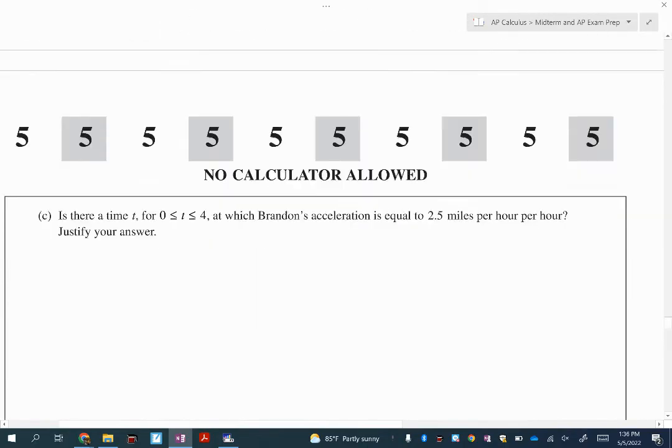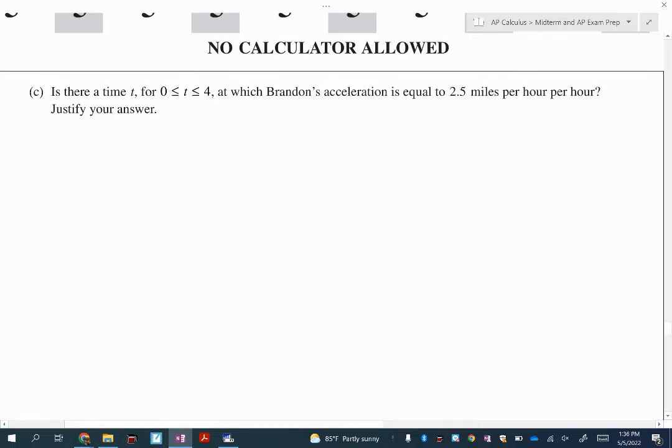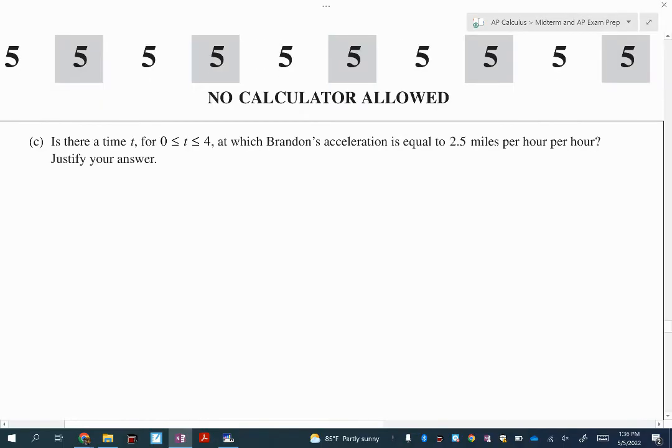Okay, let's do C. All right. Is there a time t at which Brandon's acceleration is equal to 2.5, and my favorite part of calc, miles per hour? Justify your answer. I know I'm going to write miles per hour squared. I'm going to use the mean value theorem to answer this question.